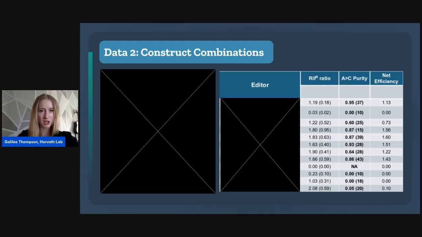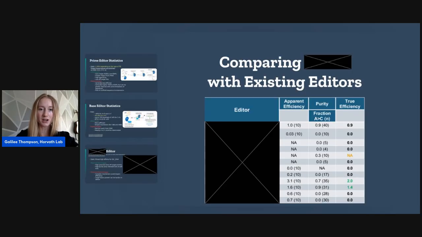So now we would touch on our construct combinations, all the different ways we've pieced together this construct, and we need to know which one was working the best. Well, you can tell from our values, some had higher net efficiencies than others. Some had higher purity, and that's what we wanted to see. We could then take those constructs and compare them to existing editors. We could test our most efficient editor against existing editors. You can see highlighted in the green in that table that we were having a true efficiency of 2 and 1.4 as our current best performing editors.